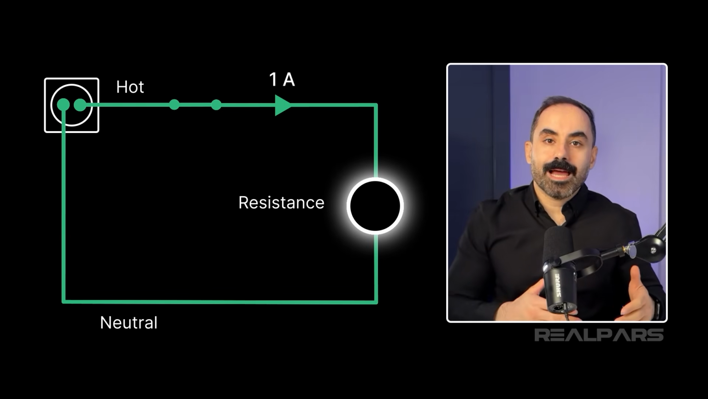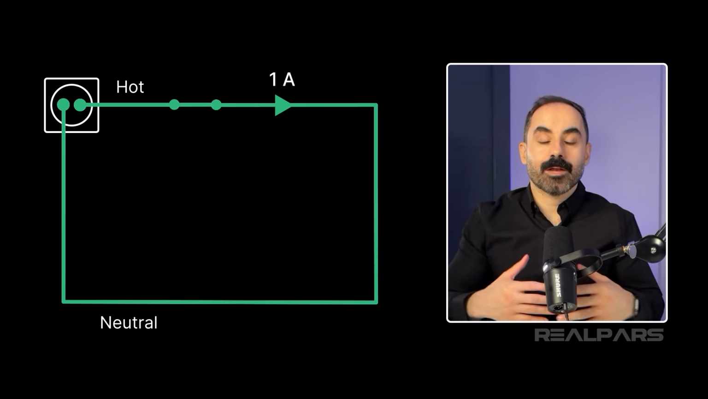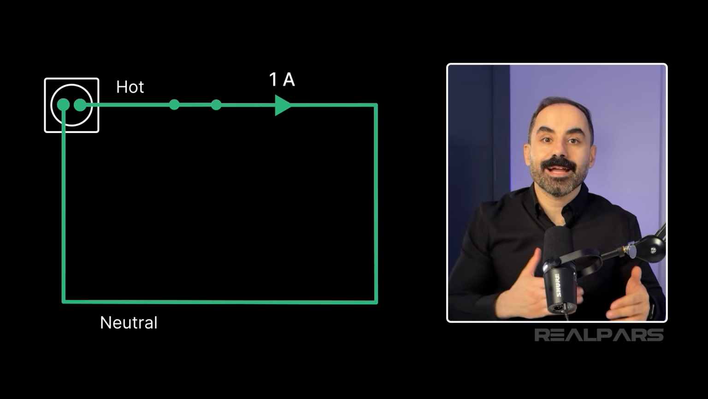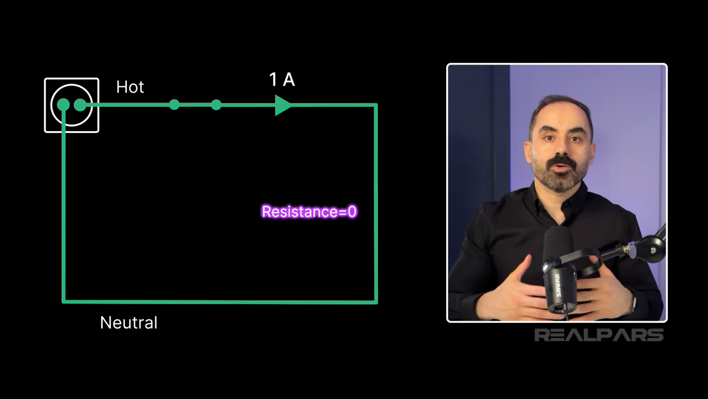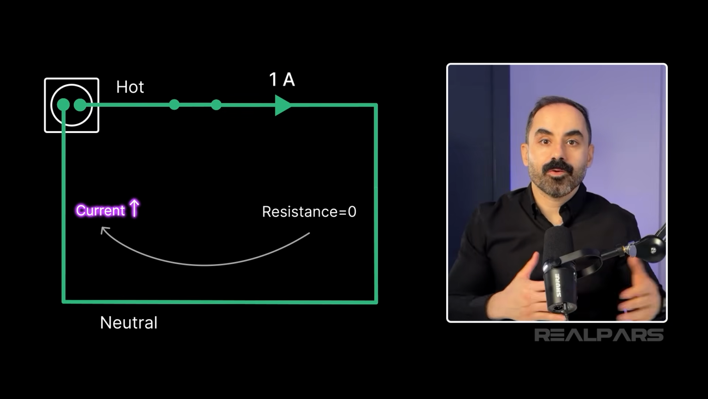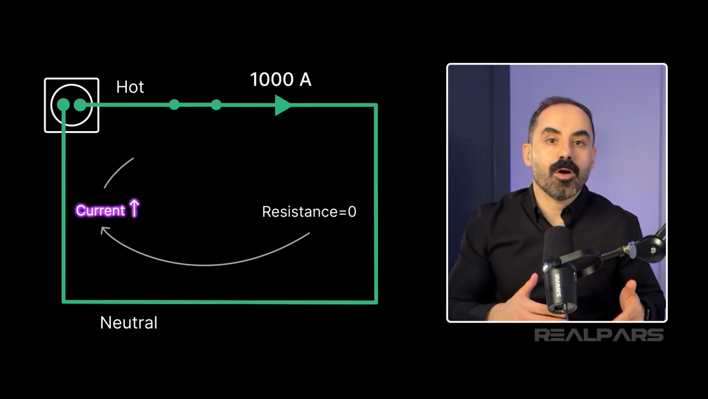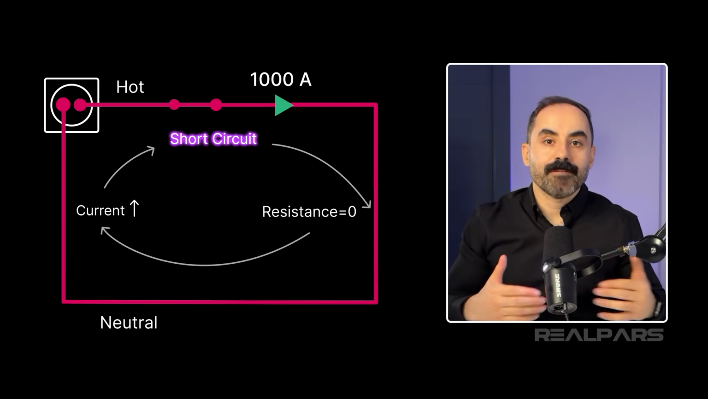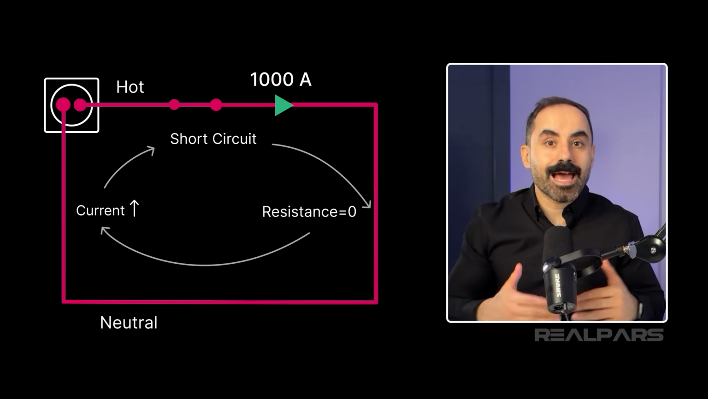So a short circuit happens when the source of control in a circuit is gone. And when that happens, there is nothing else within the circuit that can control the current. The resistance goes to zero, the current goes very, very high, like going from 1 ampere to 1,000 ampere, and that is basically what we call a short circuit. Very simple, right? Now, what happens when a short circuit happens?